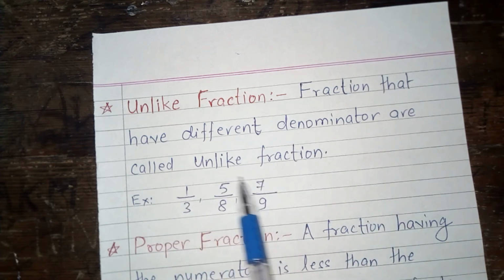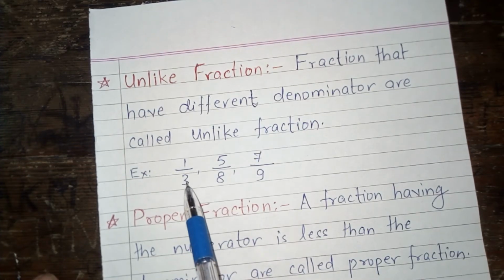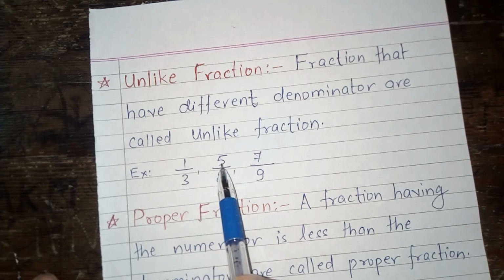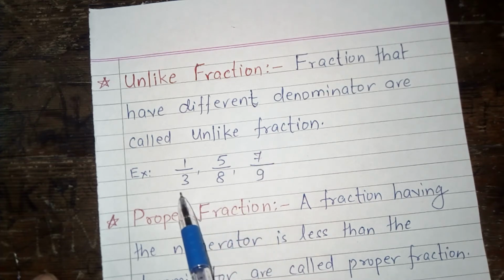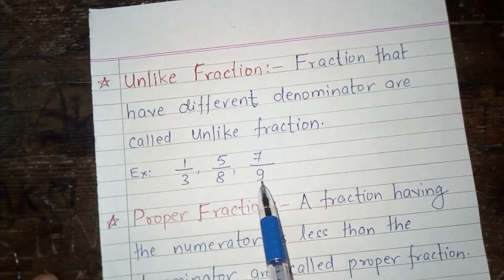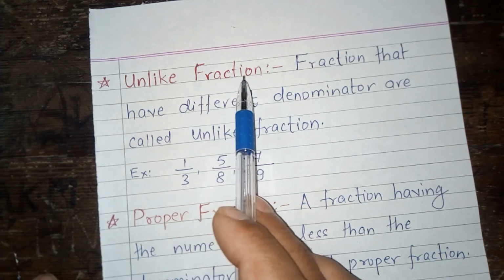In these three examples, what you are looking at are the denominators. In the first fraction the denominator is 3, in the second fraction the denominator is 8, and in the third fraction the denominator is 9. So in these three fractions the denominators are different, so all these three examples belong to unlike fractions.